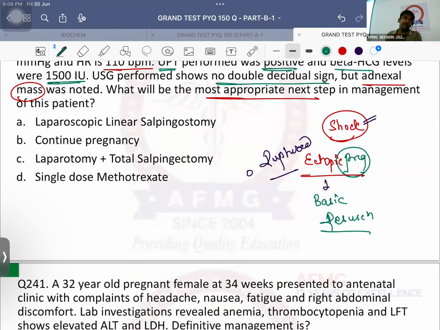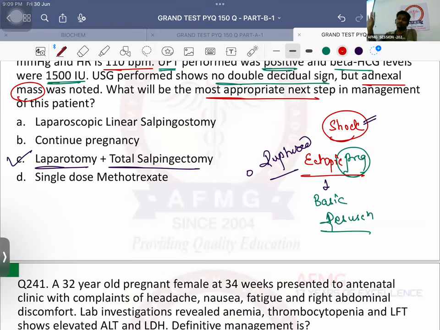Basic resuscitation, A, B, C has to be taken care of. And then you will definitely take the patient to the OT and perform exploratory laparotomy. Will you save the tube or will you remove the tube? If it is usually ruptured, we have to remove the tube. So therefore, we will go for laparotomy plus total salpingectomy in the patient. It is a case of ruptured ectopic pregnancy.